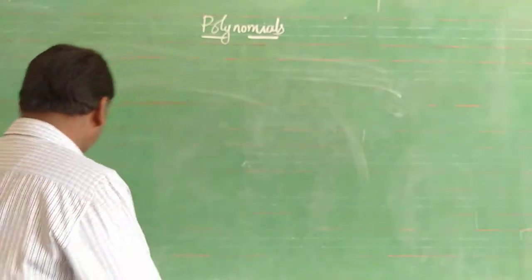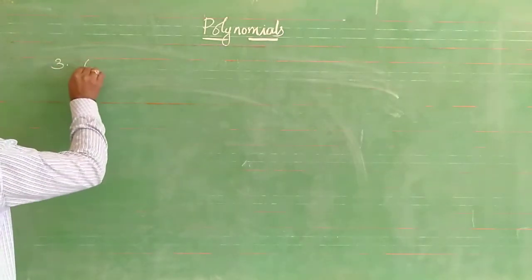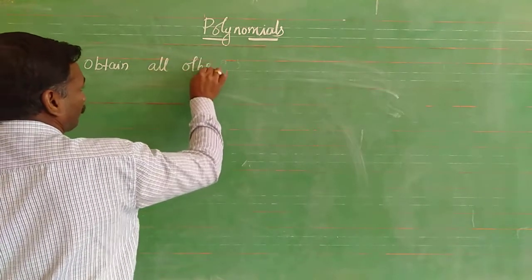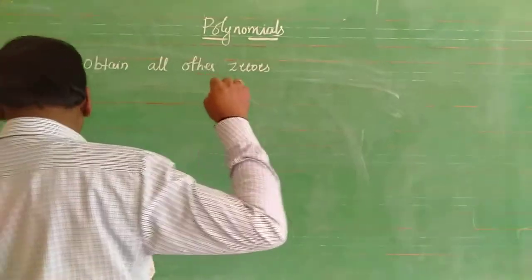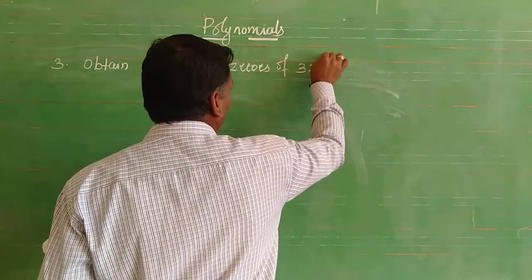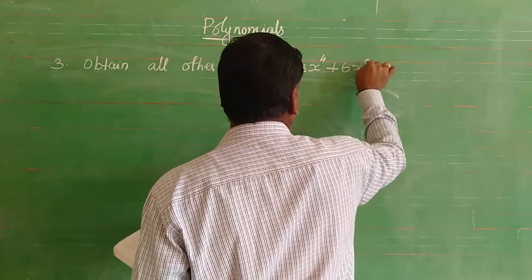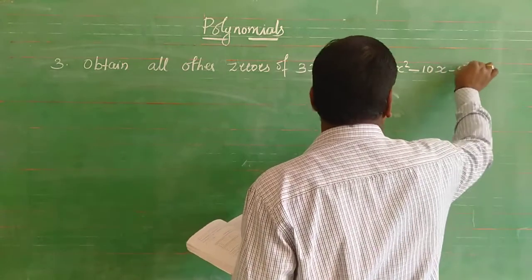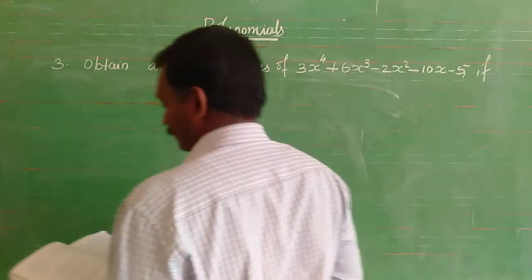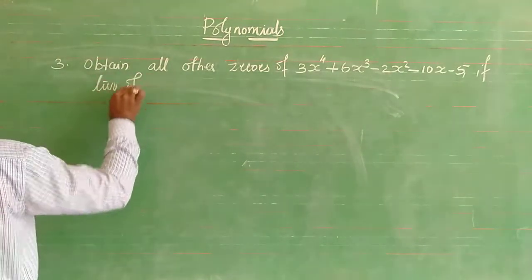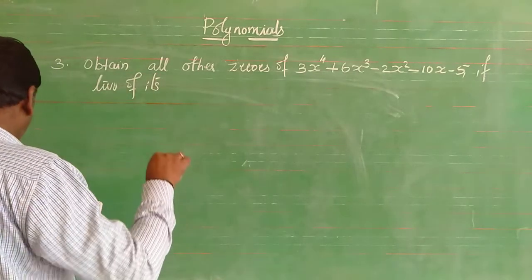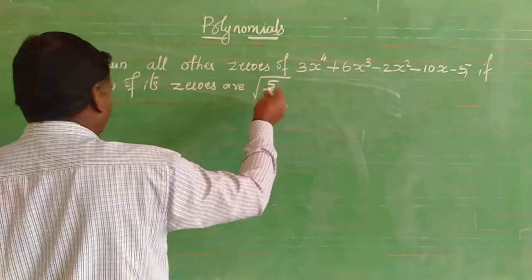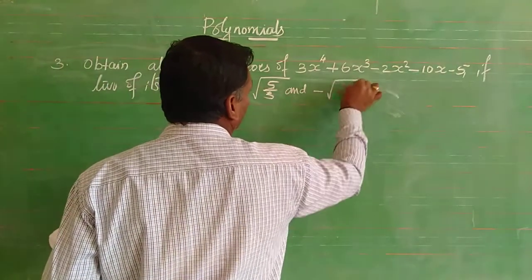Question number 3. Obtain all other zeros of 3x raised to 4 plus 6x cubed minus 2x squared minus 10x minus 5, if two of its zeros are root of 5 by 3 and minus root of 5 by 3.